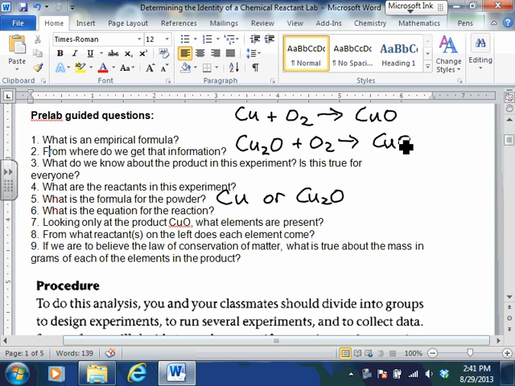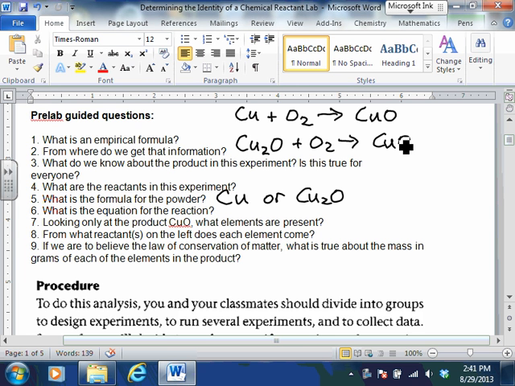Okay, now the questions start getting kind of basic here, but they're trying to help you think about the calculations you're going to have to make at the end of the lab. So looking only at the product CuO, what elements are present? Fairly obvious, right? Copper and oxygen are the elements that are present there.